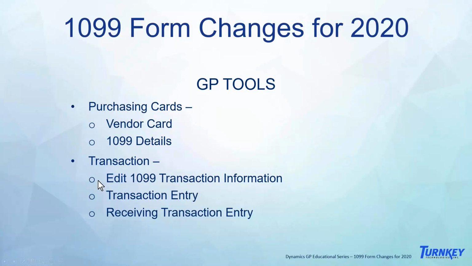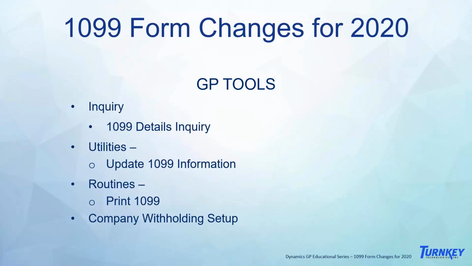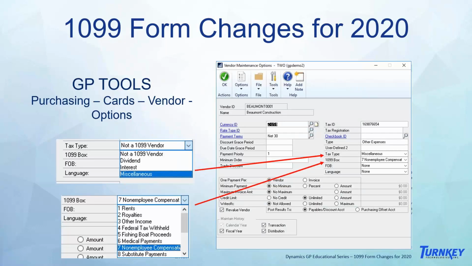There's an edit 1099 transaction information screen. You can use transaction entry and receiving transaction to track your 1099 details on an individual transaction. There are inquiry screens, there's a utility, there's a routine, and there's the company withholding setup. So all of these different tools, these different windows make it possible for you to better track 1099 reporting data. So let's look at those individual screens.